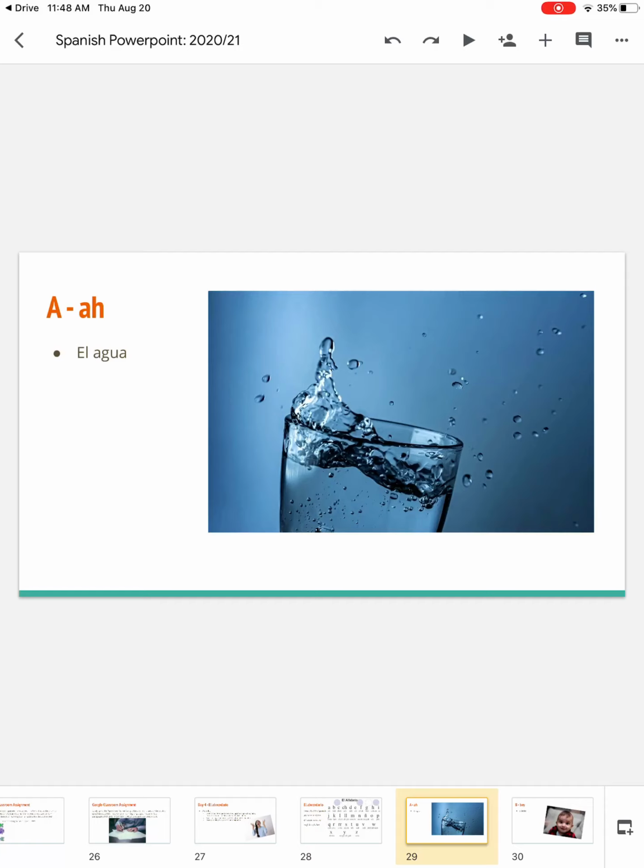Okay, so the first letter we have is A. A word that uses that letter pretty frequently is the Spanish word for water. So we've got a picture of a glass of water over here, and the Spanish word is el agua. So repeat after me. El agua. Okay, so notice that we're not saying "ay-gwa," because A makes an ah sound in Spanish.